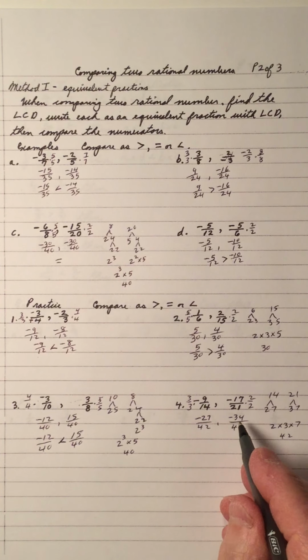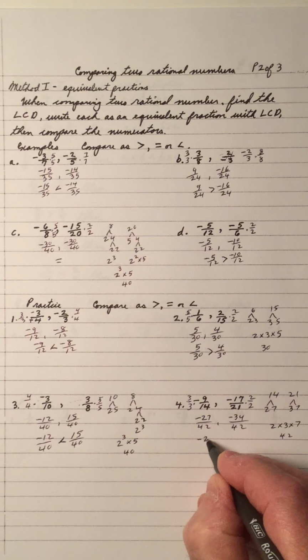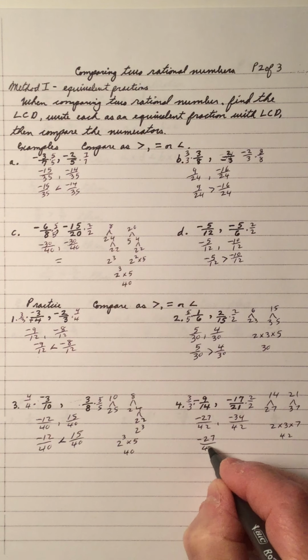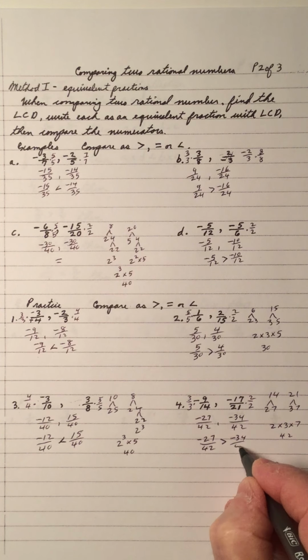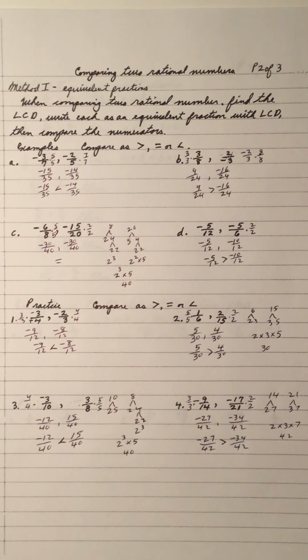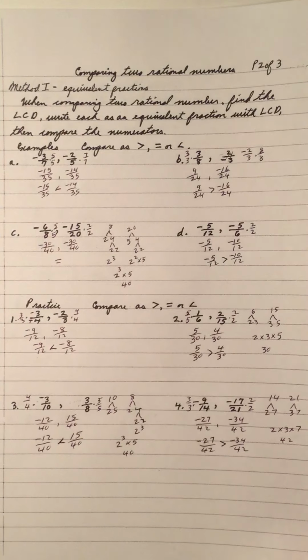And 27 is where in relation to 34? 27 is on the right. So therefore, negative 27 over 42 is greater than negative 34 over 42. So that's working them out, finding the LCD, which is good practice. That's method 1.